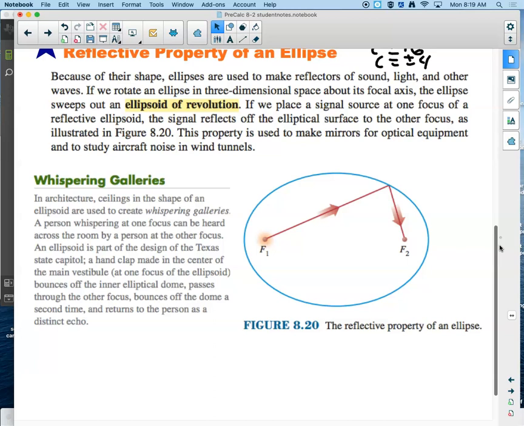An ellipsoid is part of the design of the Texas State Capitol. A hand clap made in the center of the main vestibule at the focus of the ellipsoid bounces off the inner elliptical dome, passes through the other focus, bounces off the dome a second time, and returns to the person as a distinct echo. So they can hear the little echo when they're standing at that point. But more importantly, it used to be used for spying in a lot of countries, where you stand at the other focus, you have somebody placed at the other one, and as they're talking, you can listen in on what their conversation is.